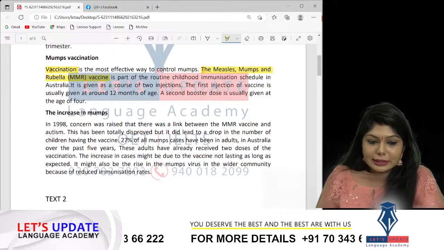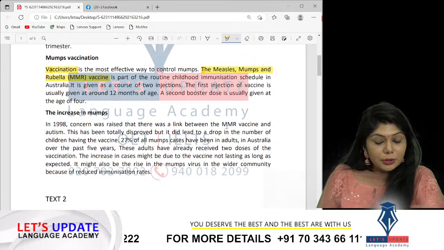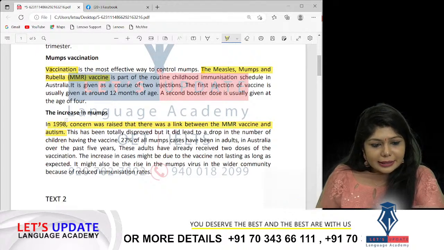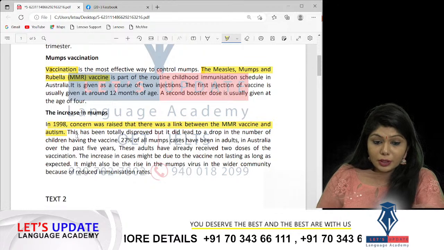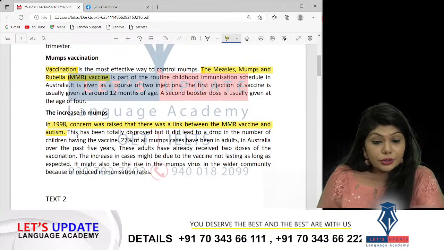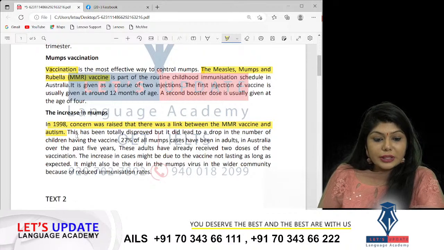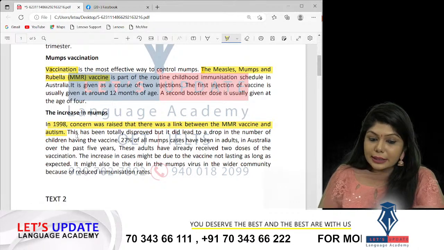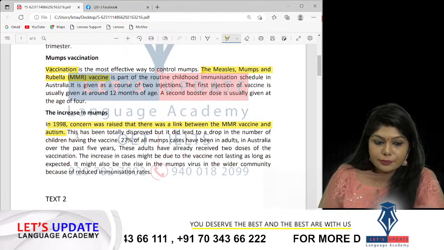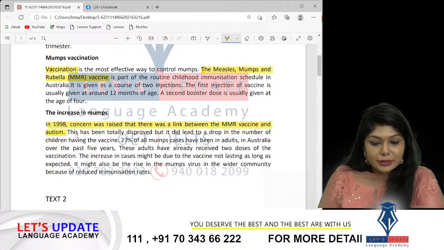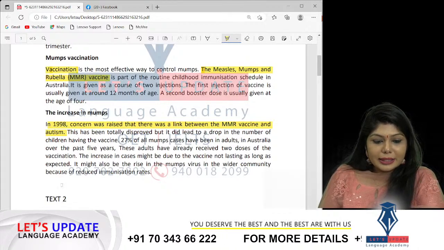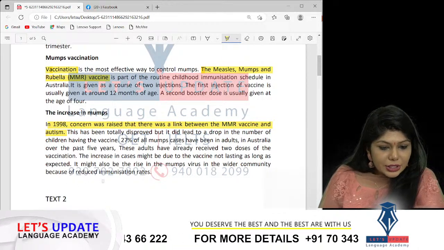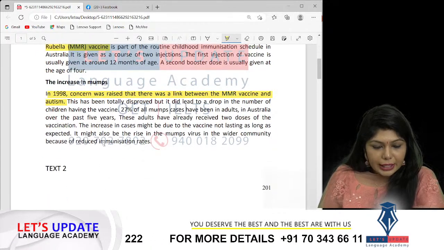In 1998, concern was raised that there was a link between MMR vaccine and autism. Let's just highlight that information also. This has been totally disproved, but it did lead to a drop in the number of children having the vaccine. 27% of all mumps cases have been in adults in Australia over the past 5 years, and these adults have already received 2 doses of the vaccination. The increase in cases might be due to the vaccine not lasting as long as expected. It might also be the rise in mumps virus in the wider community because of reduced immunization rates. So that's about it.